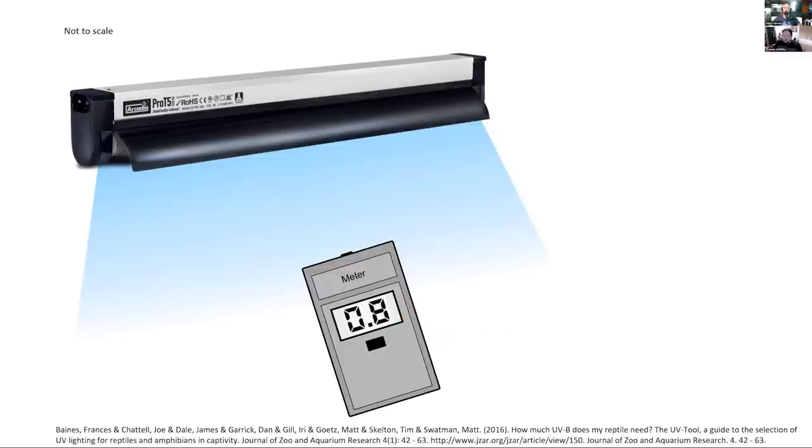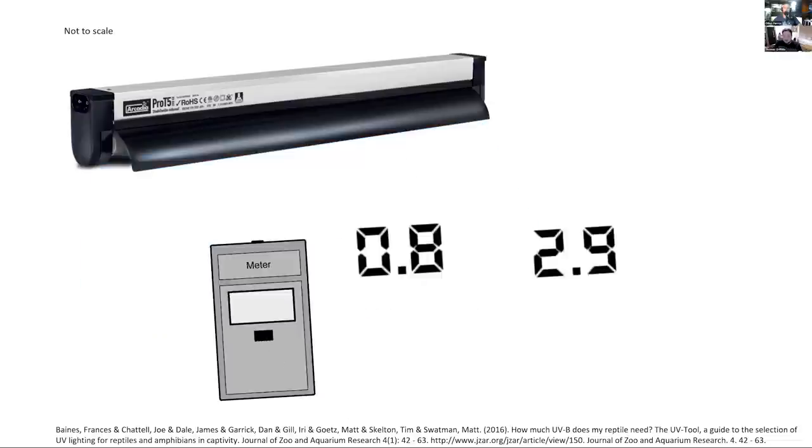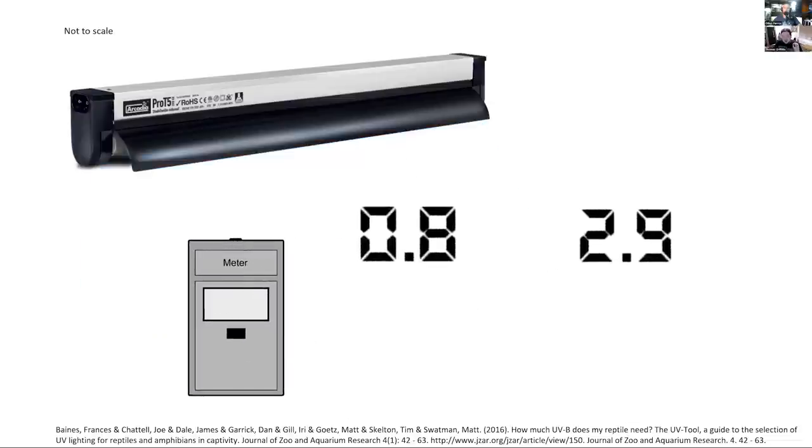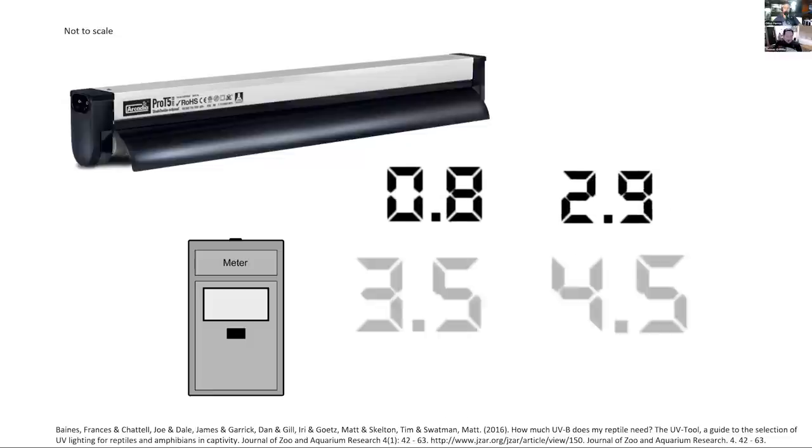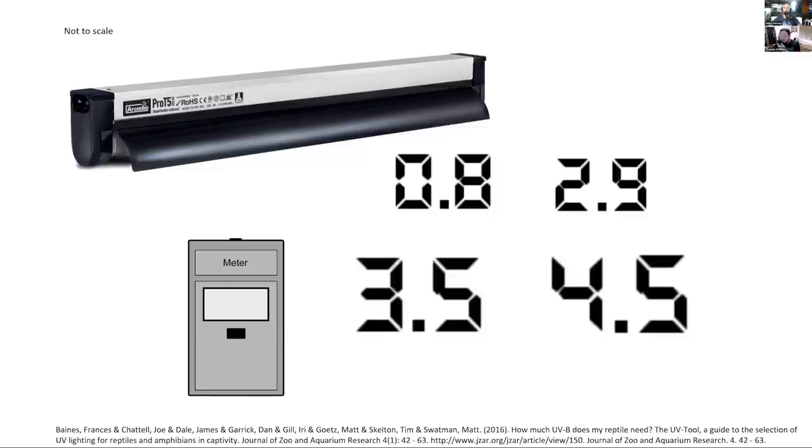Different lamps will produce different readings at the same distance. So you might have, say, a 5% or a 10% lamp. They'll read differently depending on the fixture and all these different technical things. And it's up to a keeper to decide, or to research, what UVI is best for their animal at the basking area. One animal may be best under a UVI of 0.8, another 2.9. You may even get some animals that need it higher, 3.5, 4.5. If you've got a bearded dragon, 4.5 is a pretty good basking UVI.